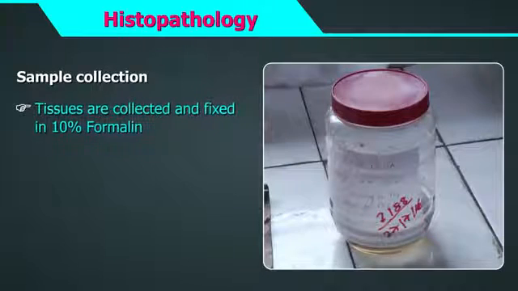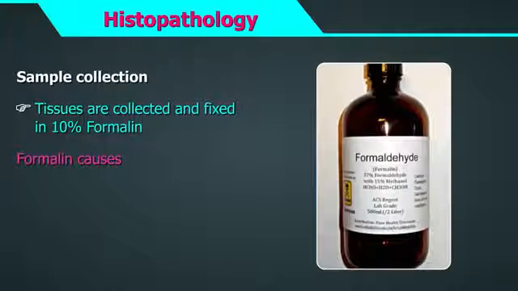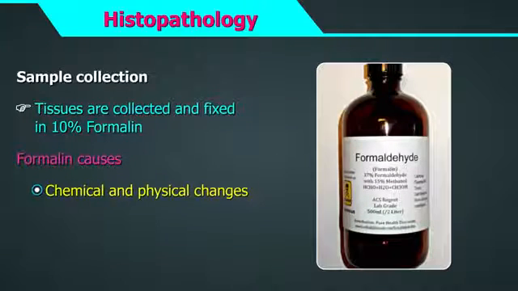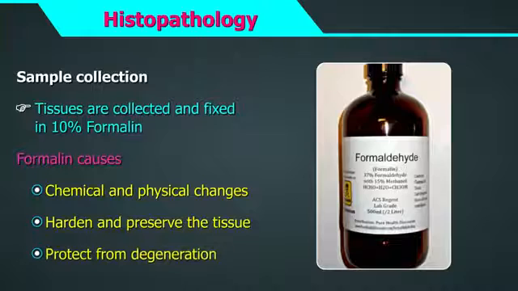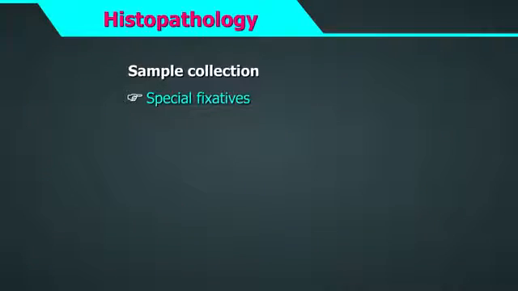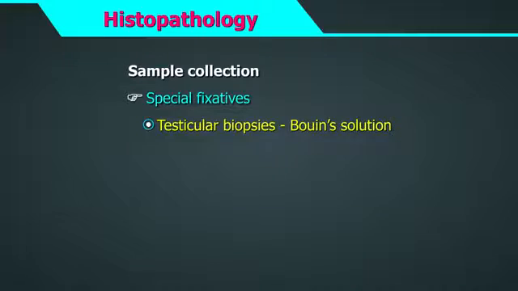Sample collection. Tissues are collected and fixed in 10% formalin. Formalin will slowly penetrate the tissue, causing chemical and physical changes that will harden and preserve the tissue and protect it from degeneration. Few tissues require special fixatives. For example, testicular biopsies fix better in Bouin's solution.